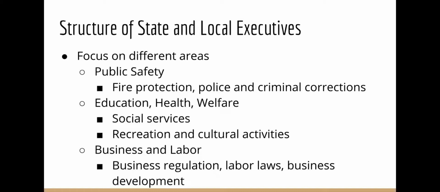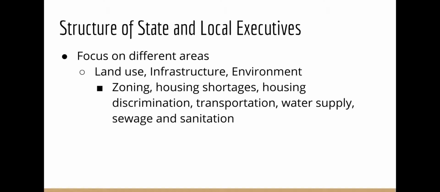Typically, looking at the executive branch and different policy areas, you're really going to have a wide variety of focuses. You're going to focus on public safety, education, health, welfare, business, labor, and all of these are going to have different branches and different agencies that are created to help operate this on a smooth level. You also have land use, infrastructure, the environment. That could include anything from housing discrimination to water supply to sewage and sanitation.